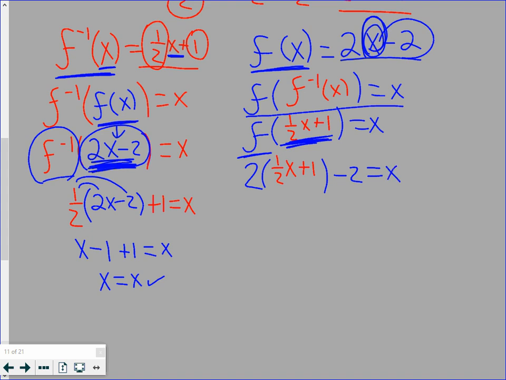All right, so now I'm just going to distribute out this 2. So 2 times 1/2 x will just be x. 2 times 1 is 2. So plus 2 minus 2 equals x. These cancel out. x equals x. Exactly what we wanted, exactly what we got on both sides. So I just confirmed that the inverse that we found is actually our inverse and is correct.